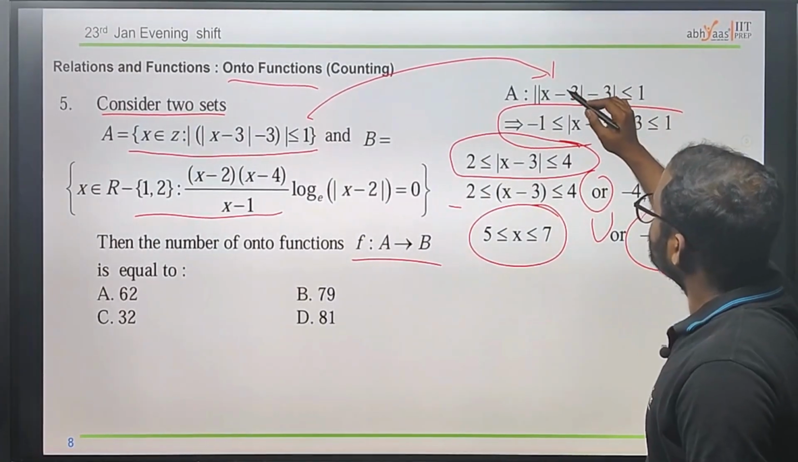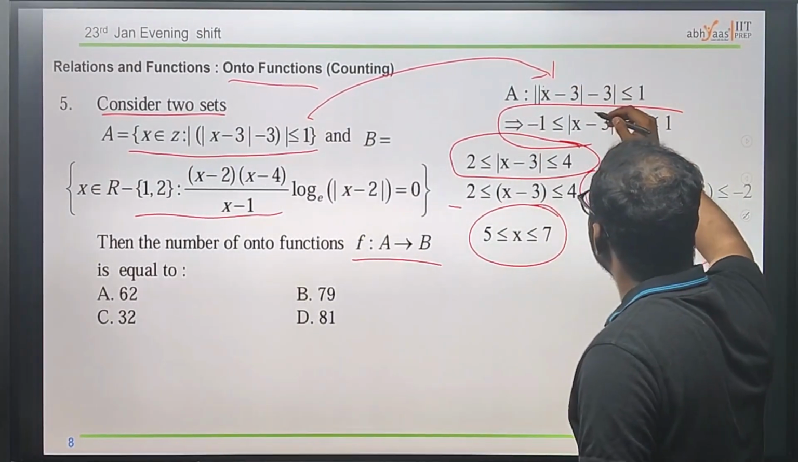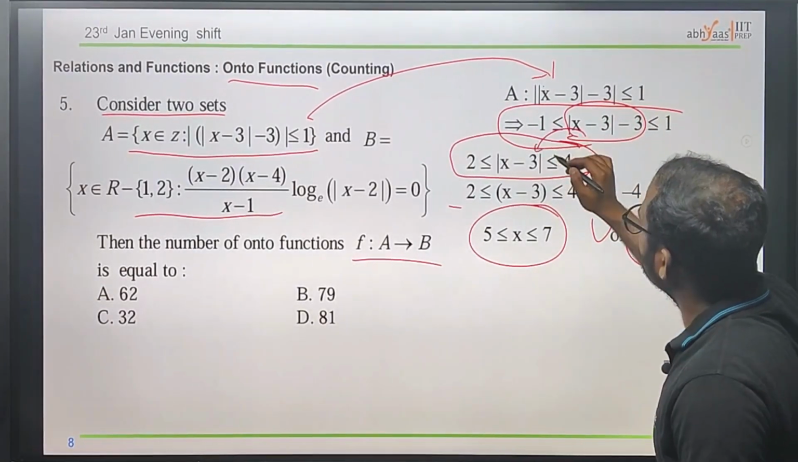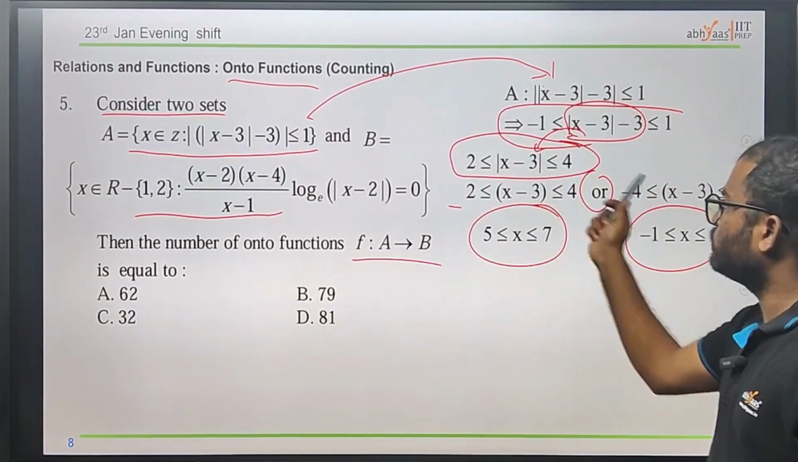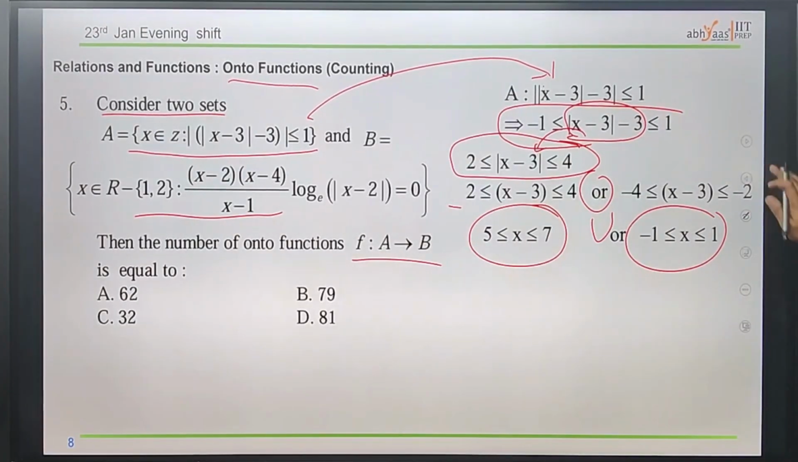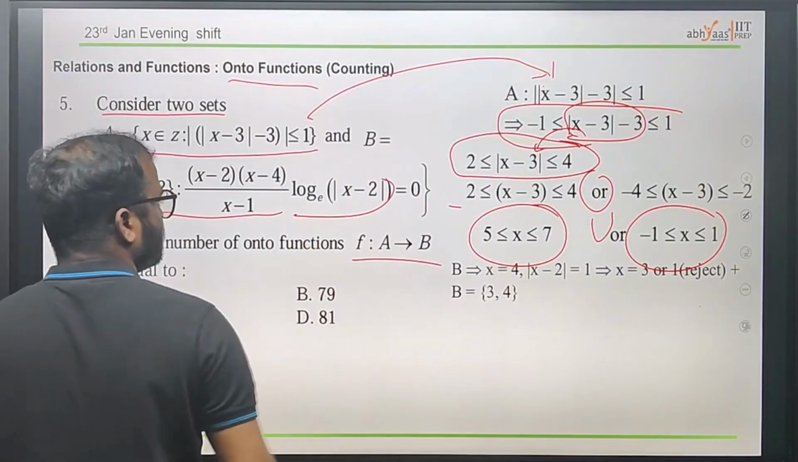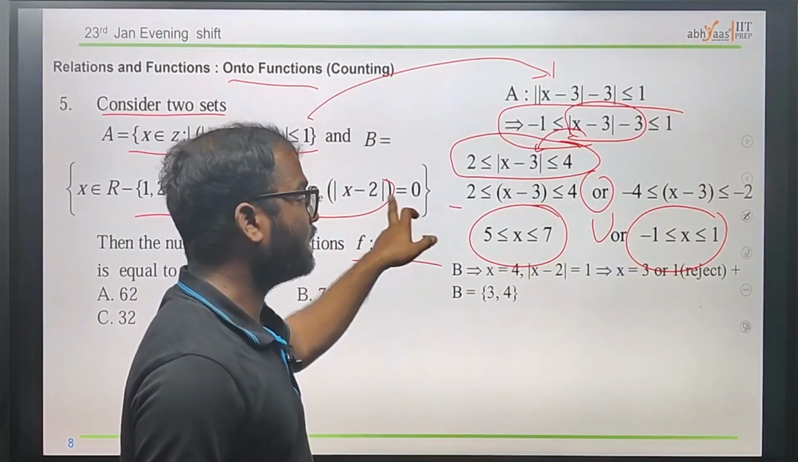Here we just have a modulus situation. After that we just take the modulus. Again we have two more, since the modulus is there, so we just take that. Similarly for B as well. Here we have log x, this modulus must be greater than 0.